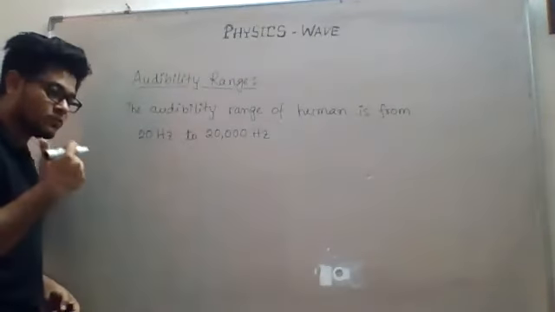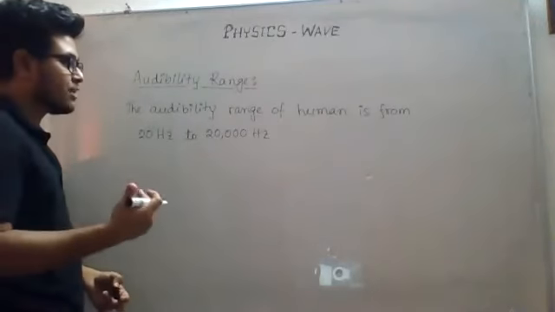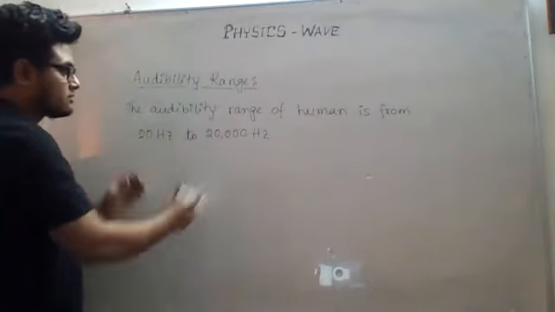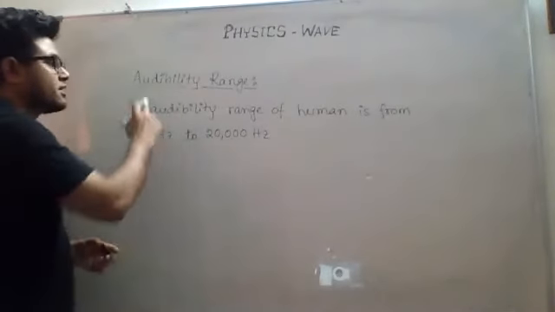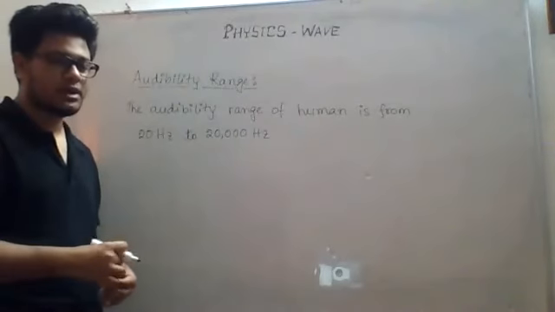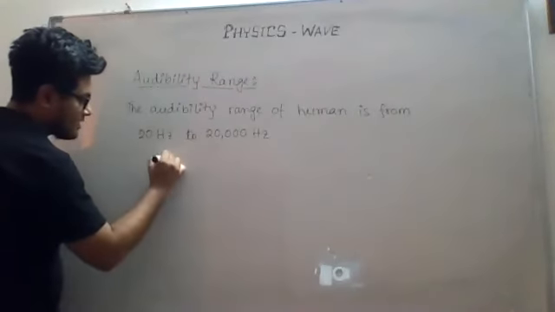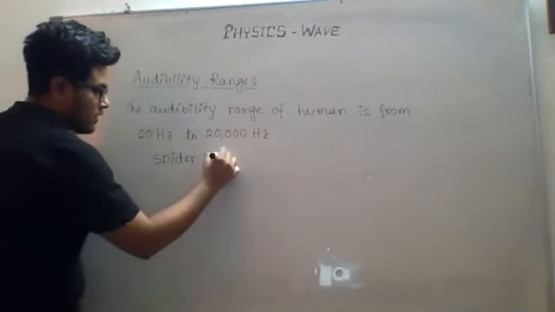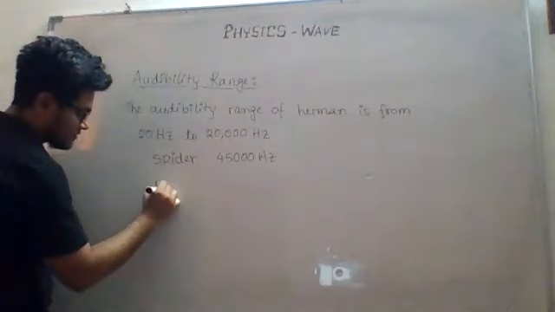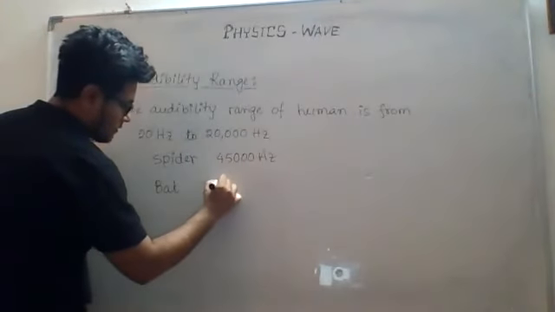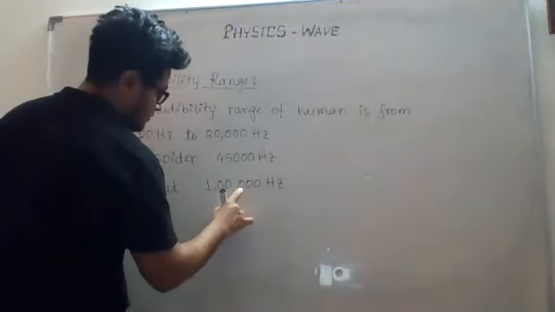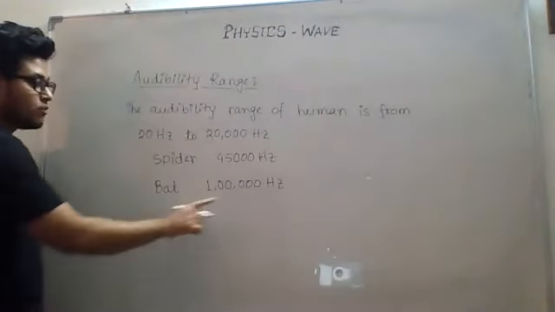So if we want to hear a sound, the sound must have a frequency between 20 hertz and 20,000 hertz. This is the audibility range of humans. Now for different animals, it is different. A spider can hear a sound up to 45,000 hertz. For a bat, it is 1 lakh hertz.